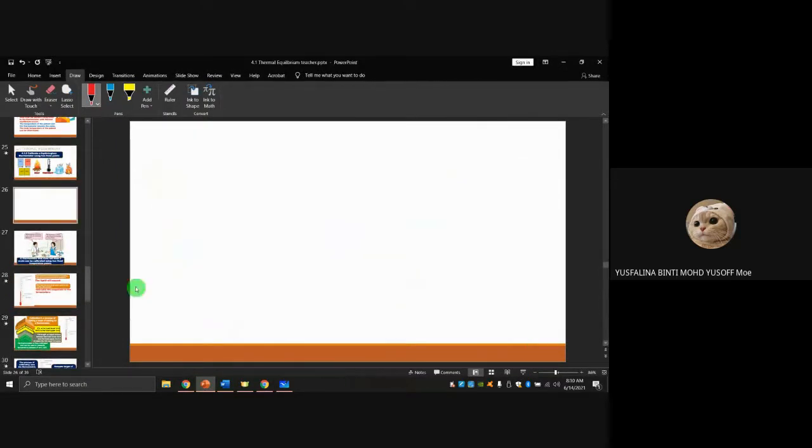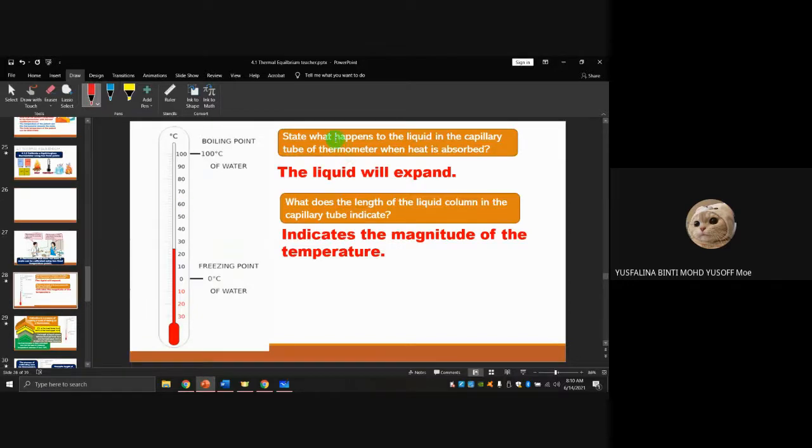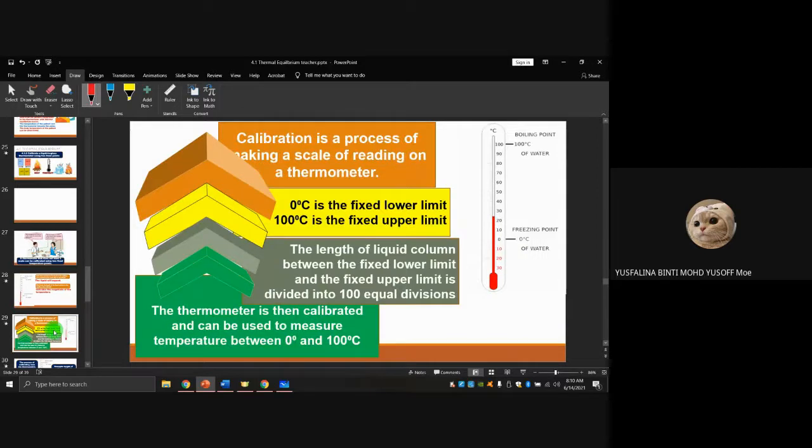State what happens to the liquid in the capillary of the thermometer when heat is absorbed. You already know the liquid will expand. Inside it is mercury, so mercury will expand. What does the length of the liquid in the capillary indicate? It indicates the magnitude of the temperature. So this is the calibration process in making a scale of reading on a thermometer.